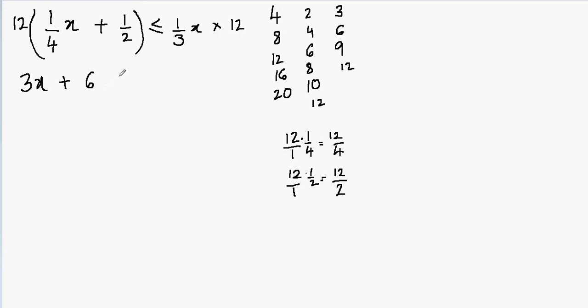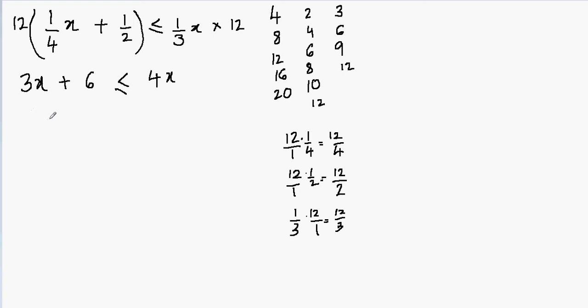I have 6. I don't need the parentheses now since I've multiplied 12 inside them. Then I have the less than or equal to sign and 1/3 x times 12. For just a moment, we can ignore the variable and just multiply 1/3 times 12. It's the same thing: you set the denominator equal to 1. 12 times 1 gives you 12 and 3 times 1 is 3. So 12 divided by 3 gives you 4. You can write 4 here, and now you have x in the picture again, so write x here.